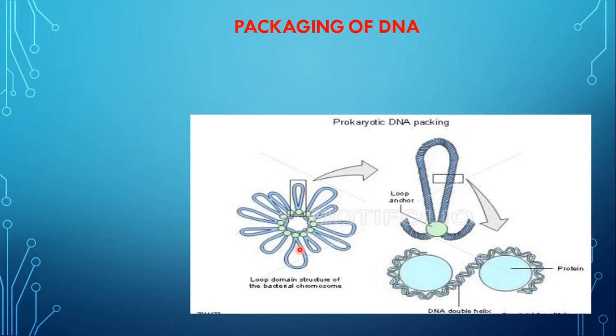DNA is negatively charged. Why? Because it has a phosphate group at the fifth position, phosphoric acid. It makes it negative in charge. With the presence of positively charged histones, what happens?